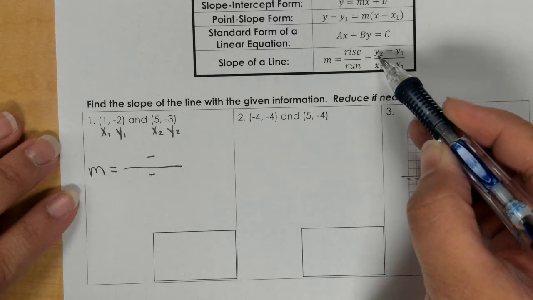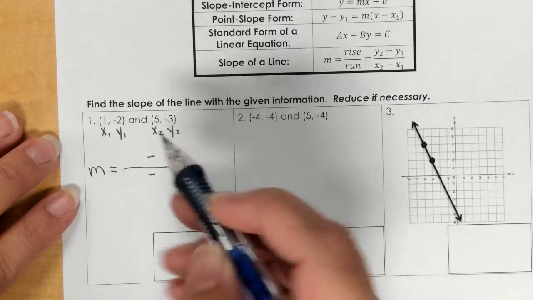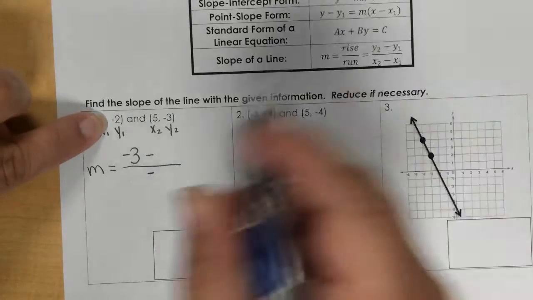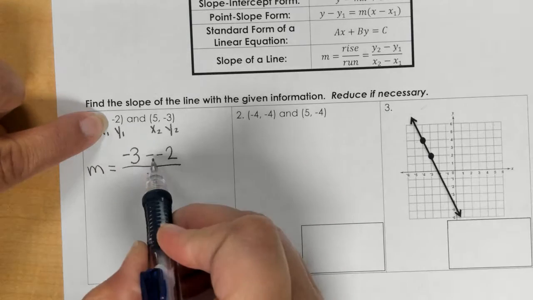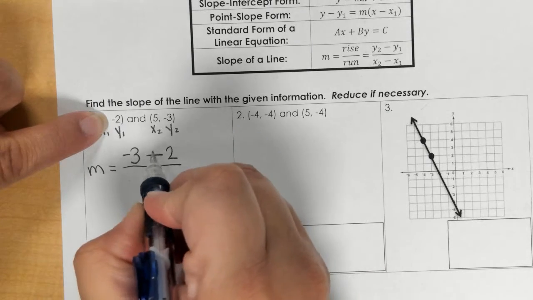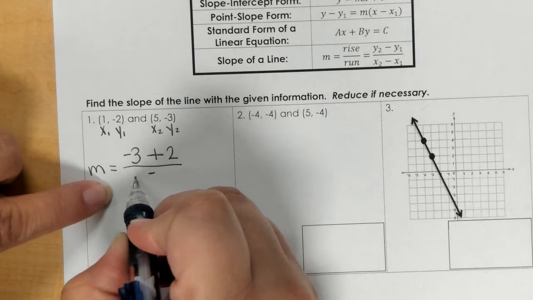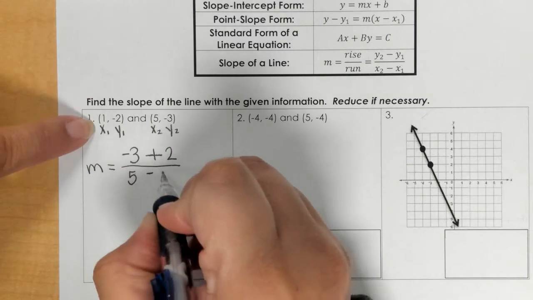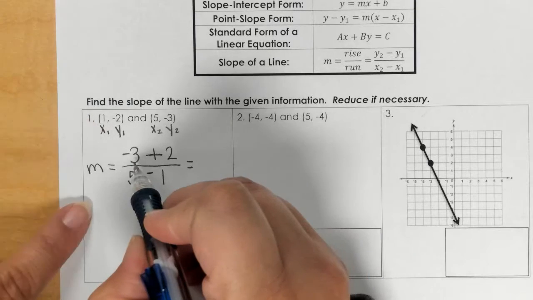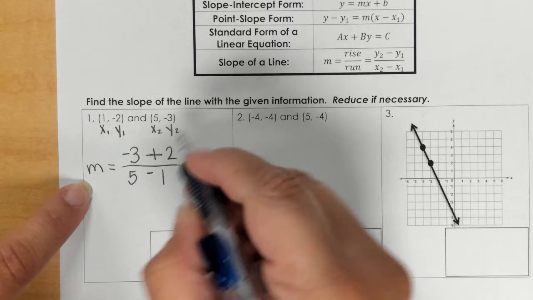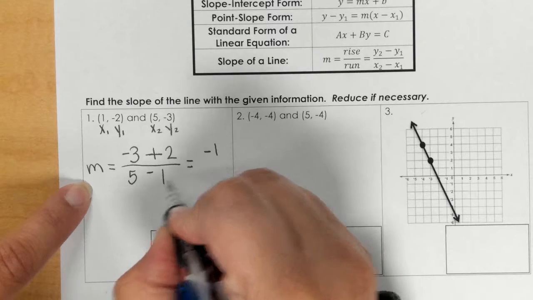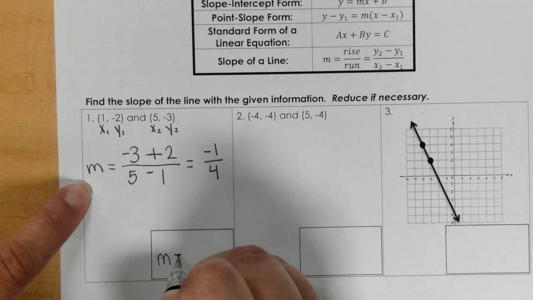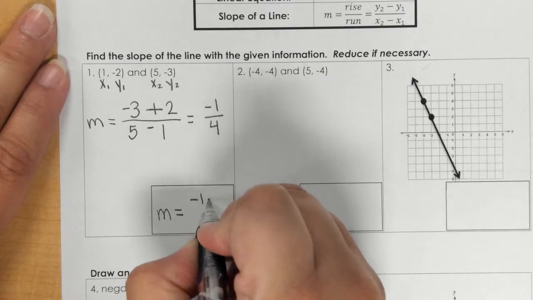So the first thing I have is a y2, and that is negative 3. So I plug that in here. And then it says y1, which is negative 2. But anytime that you have that double negative, you make it a positive. Then for x2, we have 5, and x1 is 1. So to mathematically figure this out, negative 3 plus 2 is negative 1, and 5 minus 1 is 4. Negative 1/4 cannot reduce, so my slope is negative 1/4.